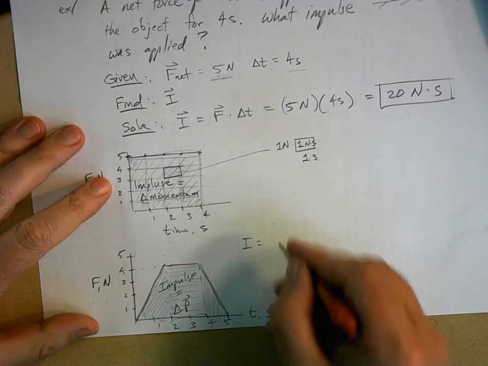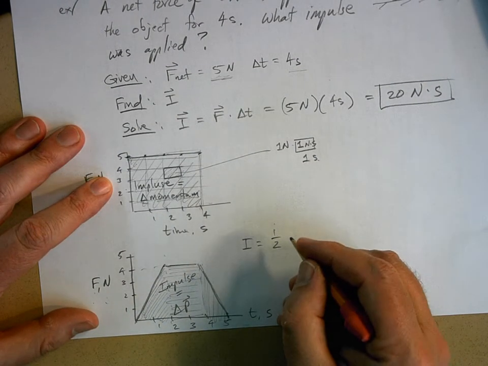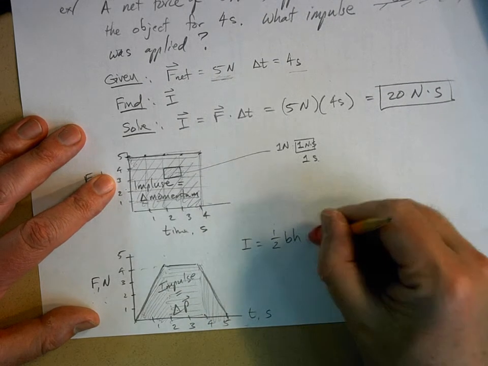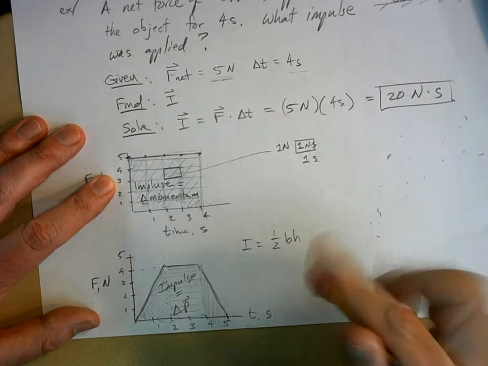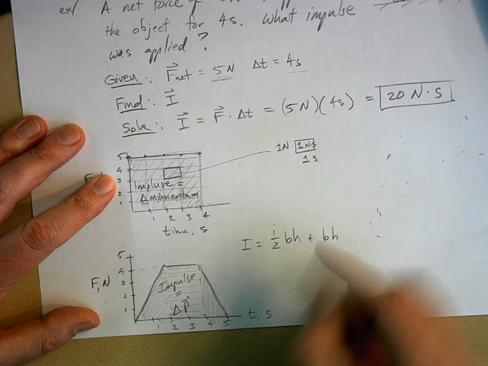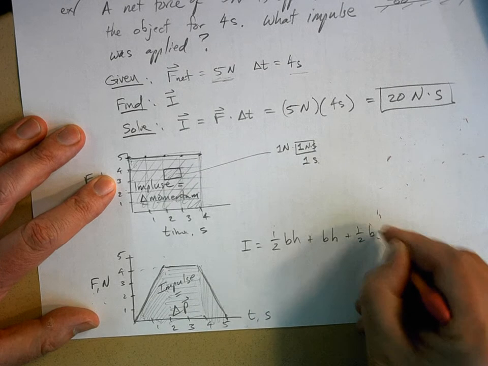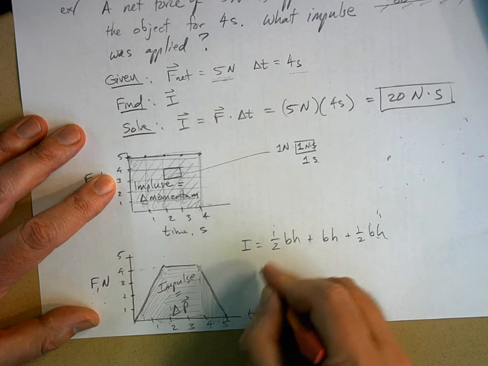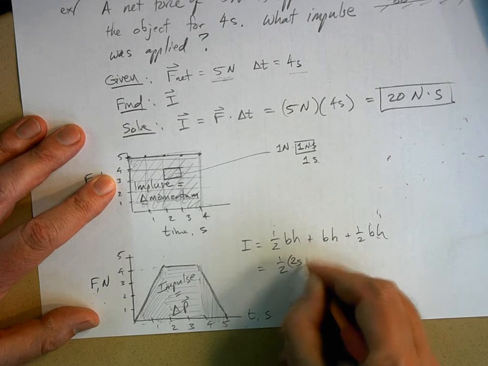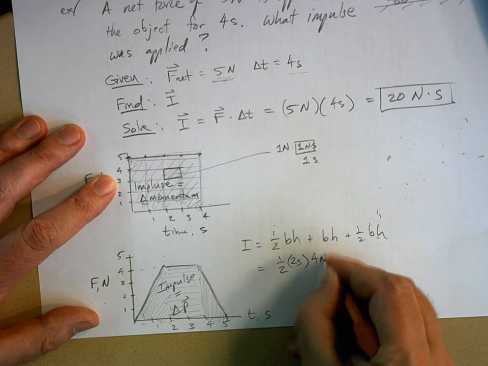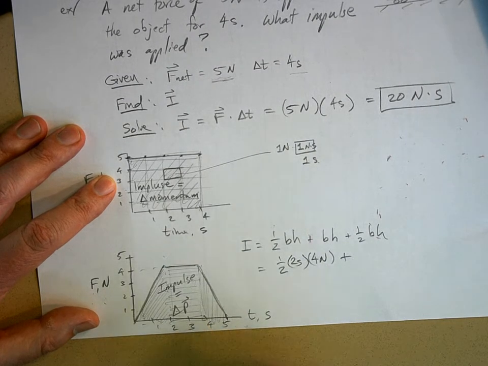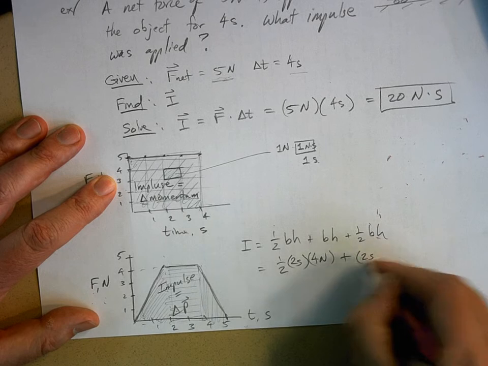So I'm going to say 1/2 the base times the height, plus the base times the height of the rectangle, plus 1/2 the base times the height of the little triangle. So let's plug in our values by looking at the graph. The base here is 2 seconds. The height here is 4 newtons. Then you look at the rectangle. That is a base of 2 seconds and a height of 4 newtons.